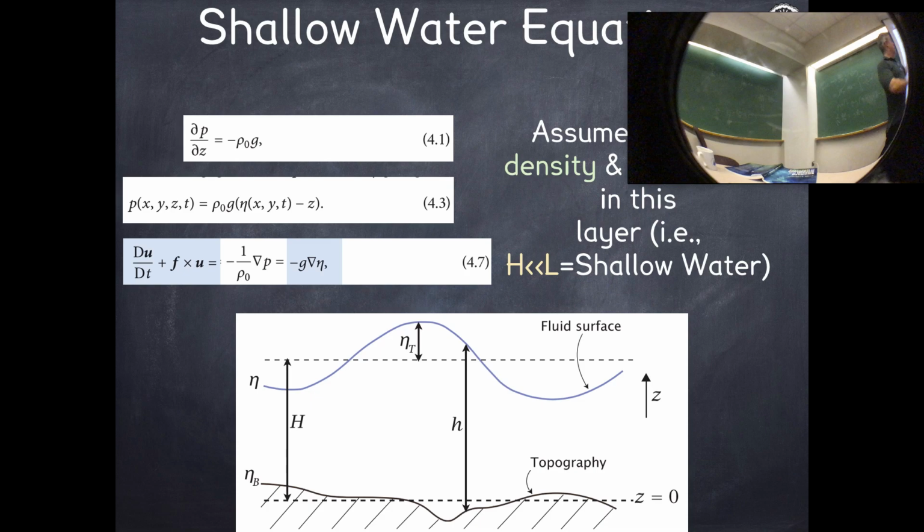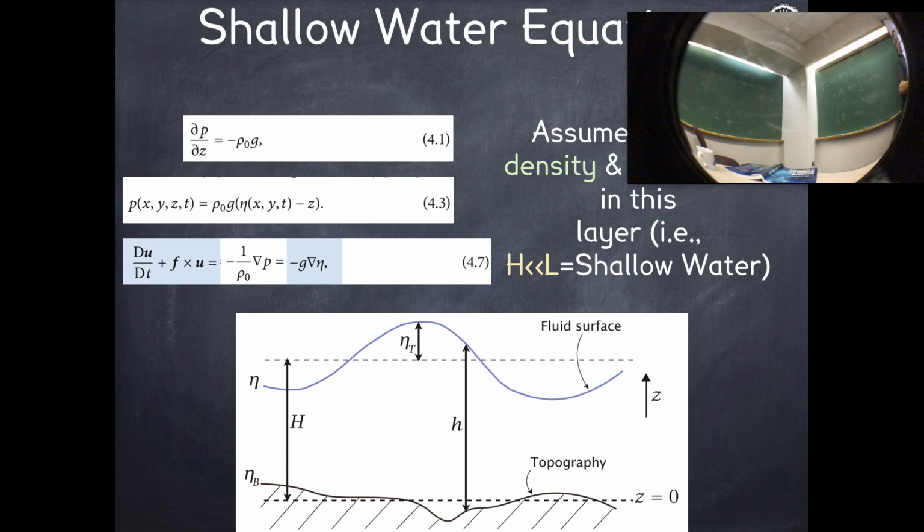So it's constant in time, it isn't constant in space. It's like the surface of the ground. Yeah, so this eta B, eta surface minus eta bottom is H. Eta surface is varying in time and space. Eta bottom is only varying in space, but it's at least given to us in advance.